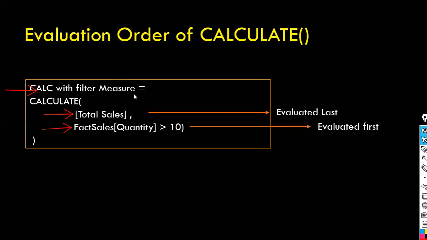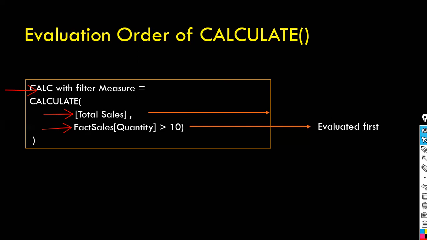Similarly, in DAX also, the CALCULATE function first applies the filter and then it does the sum of total sales. This is logically correct, right? Suppose, as a simple analogy, you want to go from your house to a mall. First you will find out the shortcut.